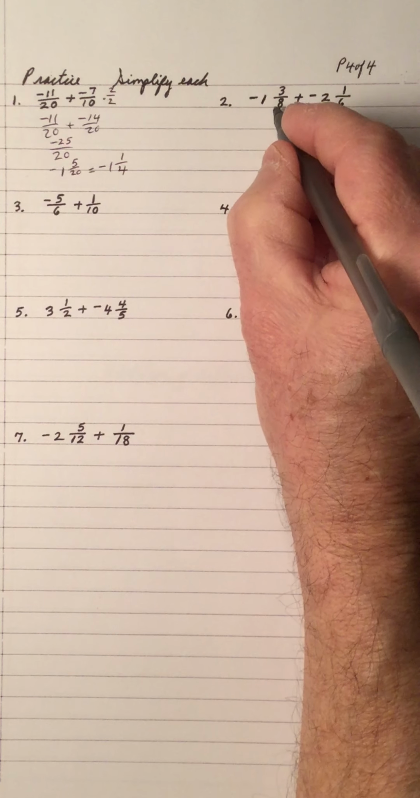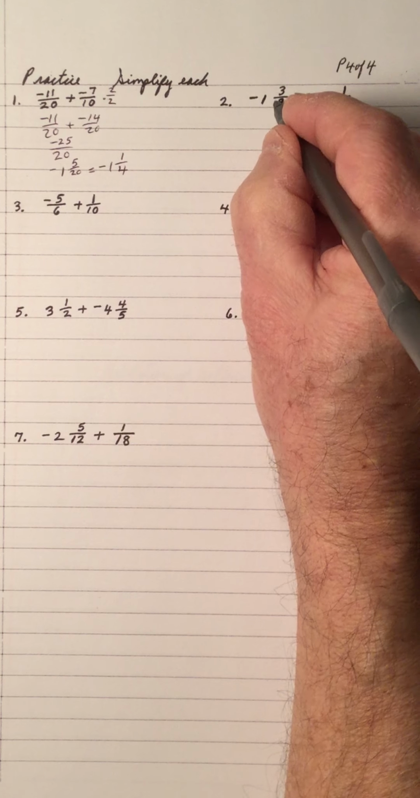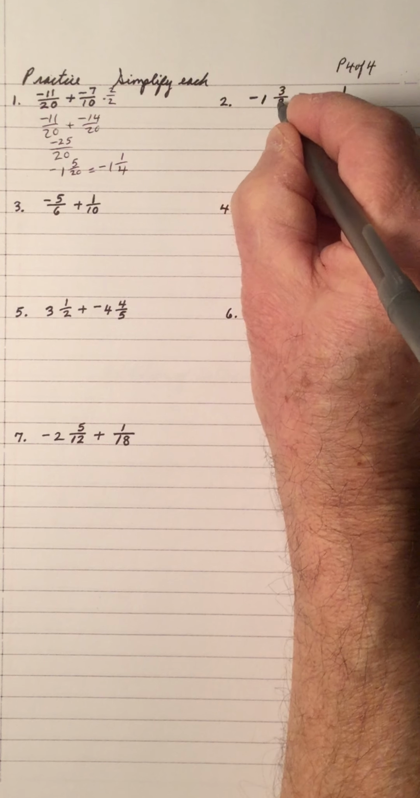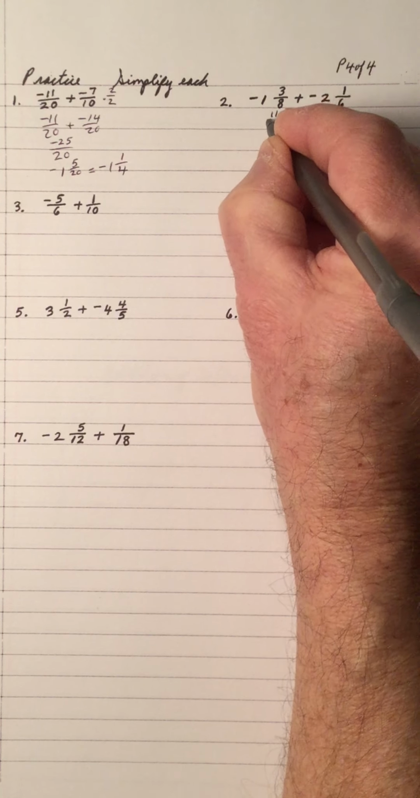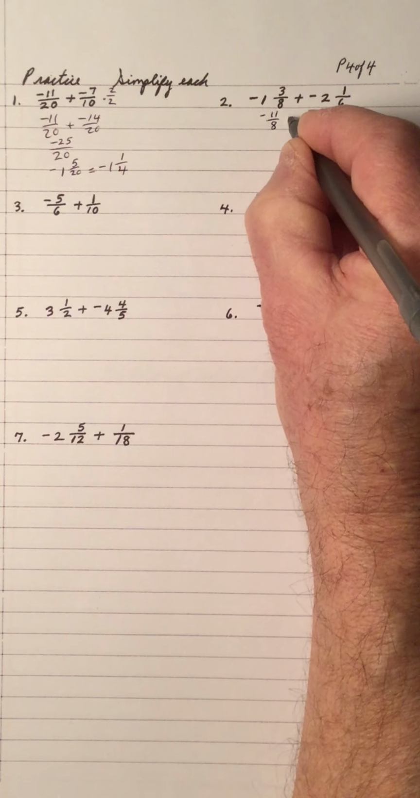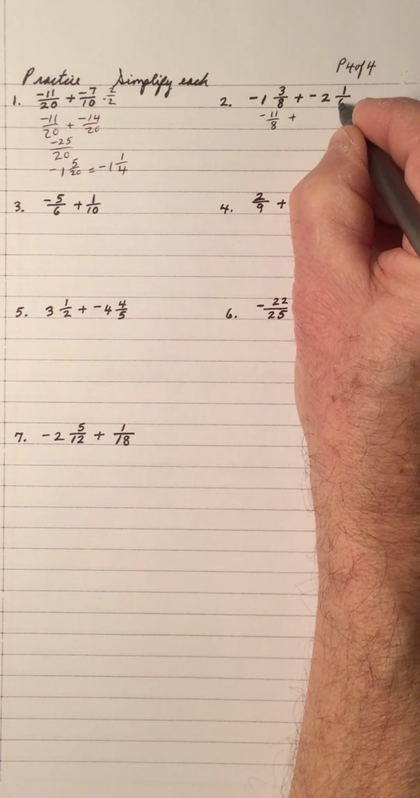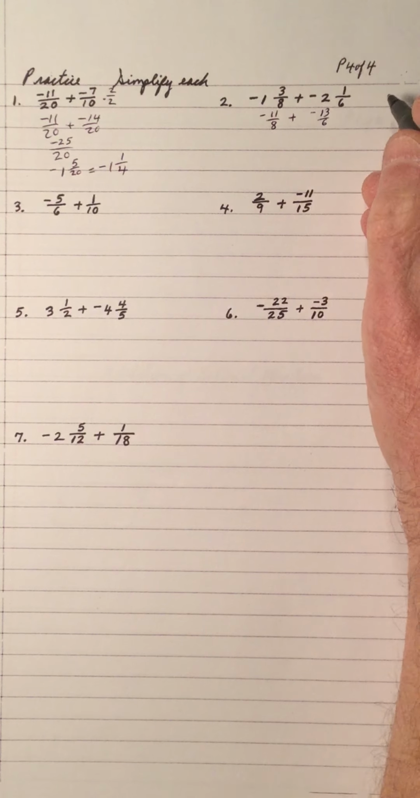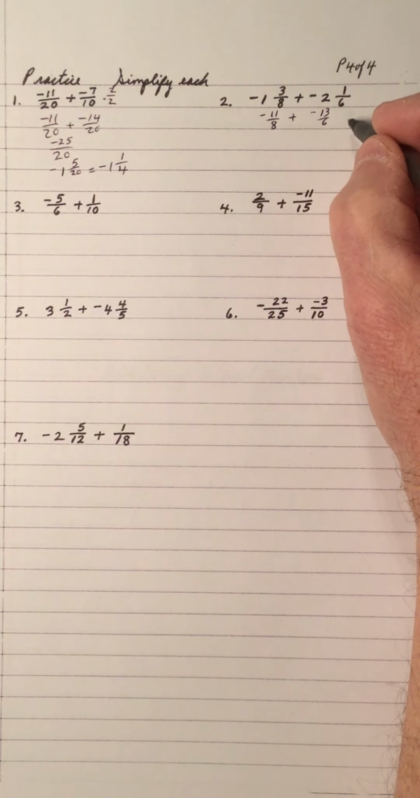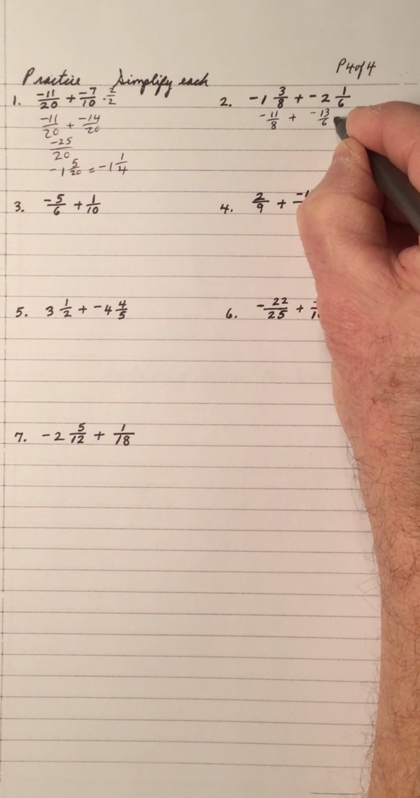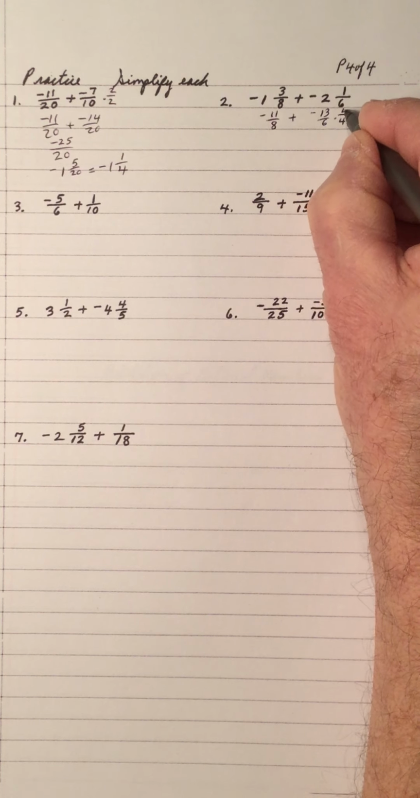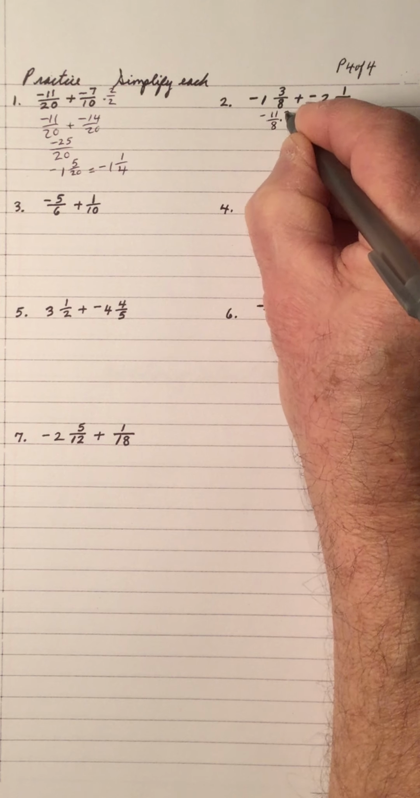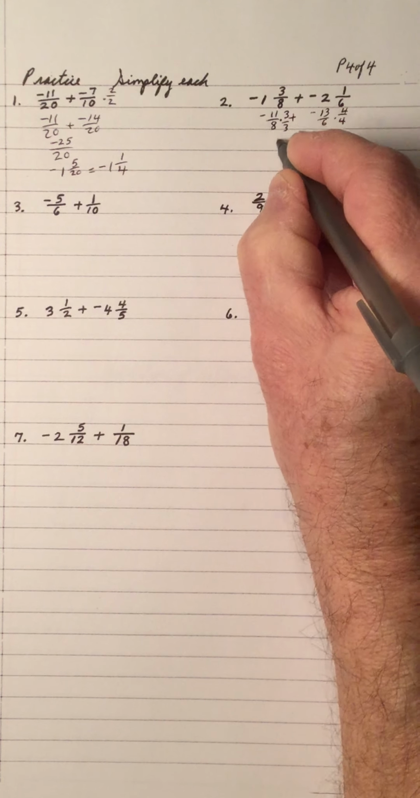Number 2, change your mixed numerals to improper fractions. 8 times 1 is 8 plus 3 is 11 over 8, negative. 2 times 6 is 12 plus 1 is 13 over 6, negative. Common denominator for 8 and 6, well, I see a multiple, I see a 24. So 24, I multiply by 4 over 4. And the 8, I multiply by 3 over 3.